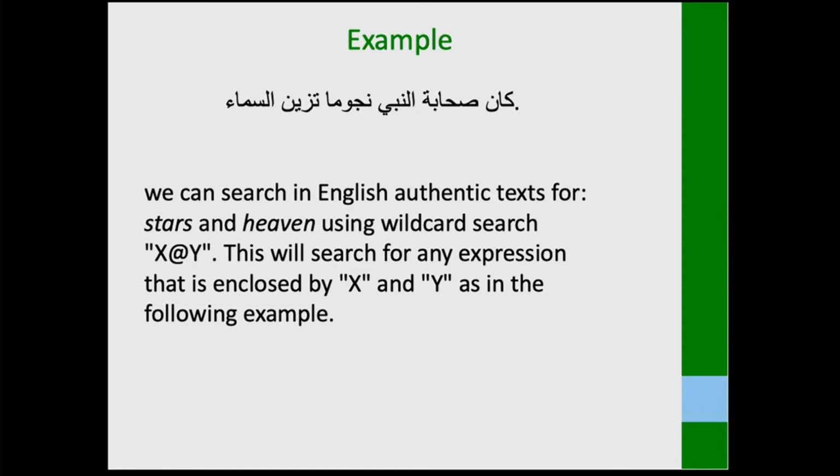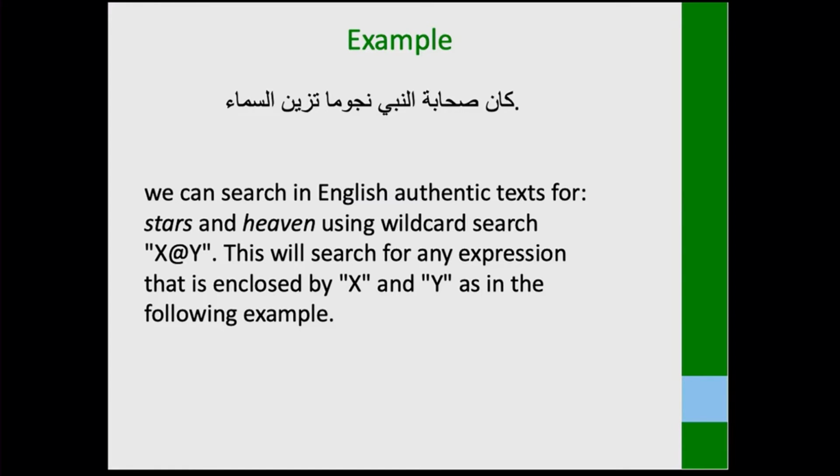Everybody can translate Sahaba into companions, Nabi, prophet, Nujuman, stars, Tuzayin. You can find out in dictionaries, it could be beautify, could be adorn, could be decorate. Sama, heaven, could be sky. But to get to the literary usage, you need to check literary texts. How to find literary text, how to use literary text? You can upload the literary text.